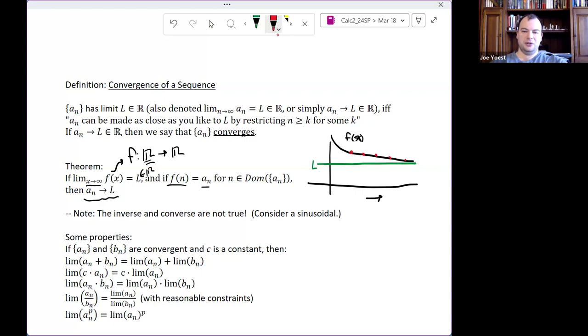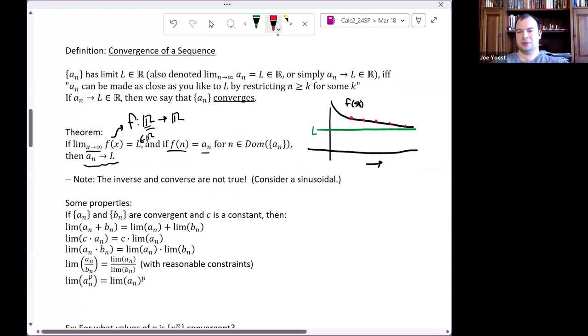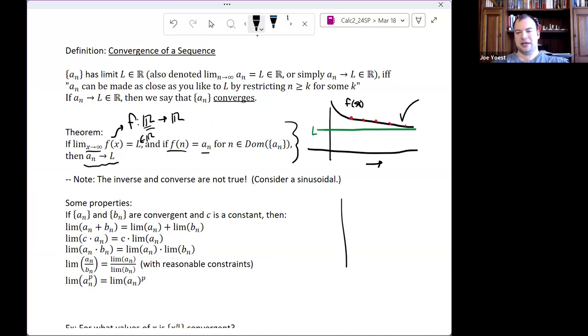It's very important to note that the inverse and the converse are not true. So for instance, this would be an example where the theorem holds. But if I try to ask, okay, is it true that if f of x does not converge, and if f of n equals an, does that mean that an doesn't converge either? And that's not true. Let's take, for example, a sinusoidal.